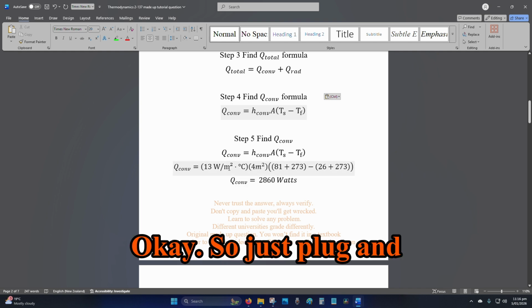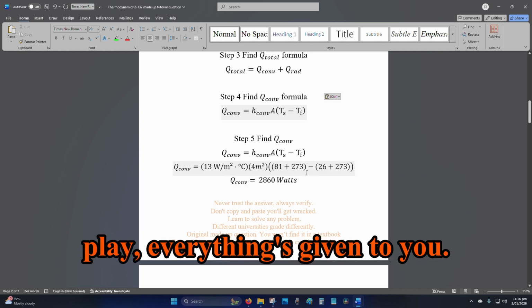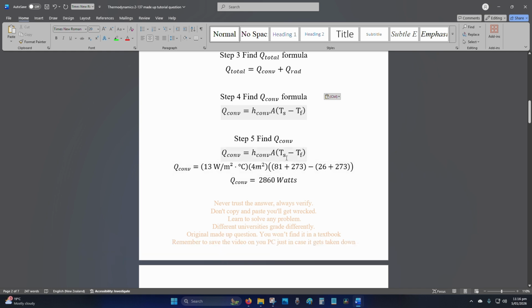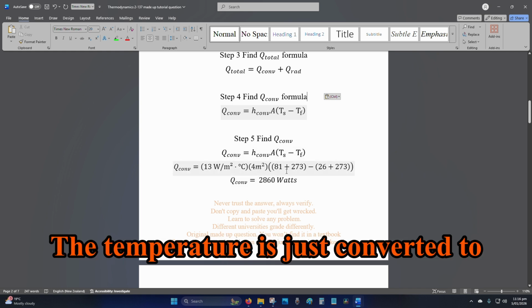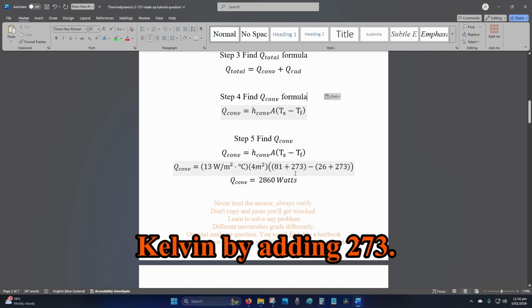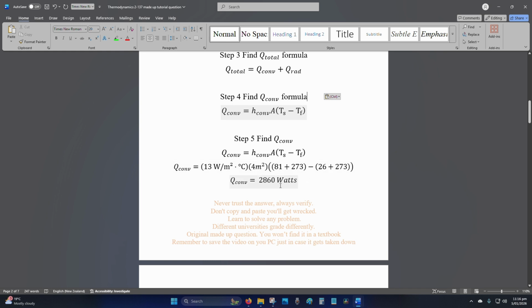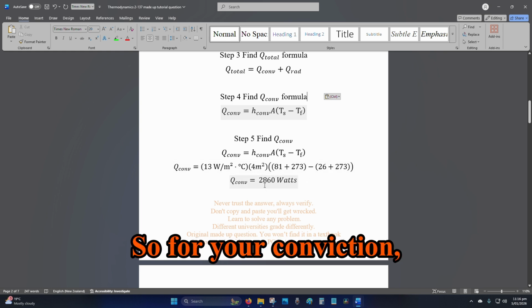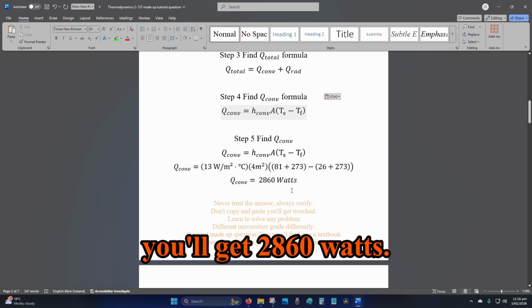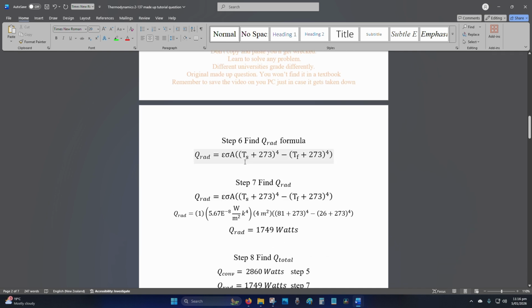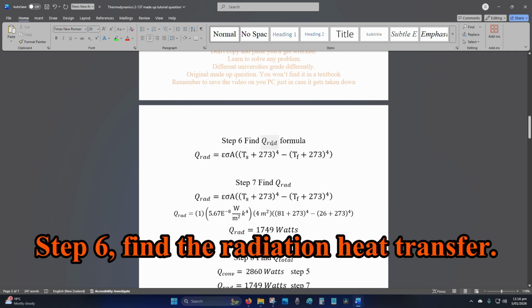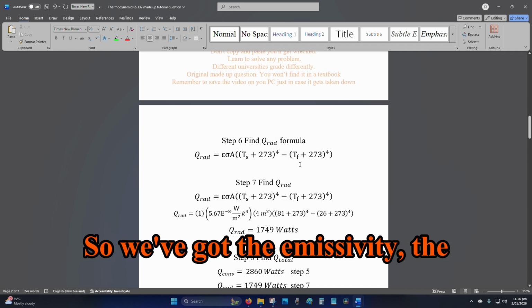Okay, so just plug and play, everything's given to you. The temperatures, just convert it to Kelvin by adding 273. So for your convection, you'll get 2,860 watts. Step 6, find the radiation heat transfer.